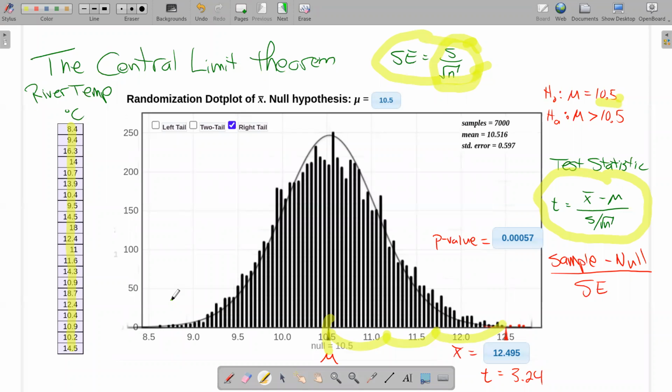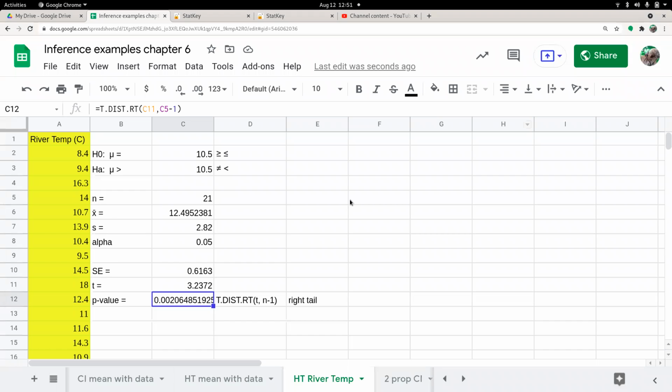So here I have a randomization hypothesis test, and I superimpose that t distribution on top of it. See that smooth curve kind of running on top there. And the randomization hypothesis test said the p-value is 0.00057. And the randomization p-value is always going to be a little bit different than the spreadsheet calculation. So this was 0.002.